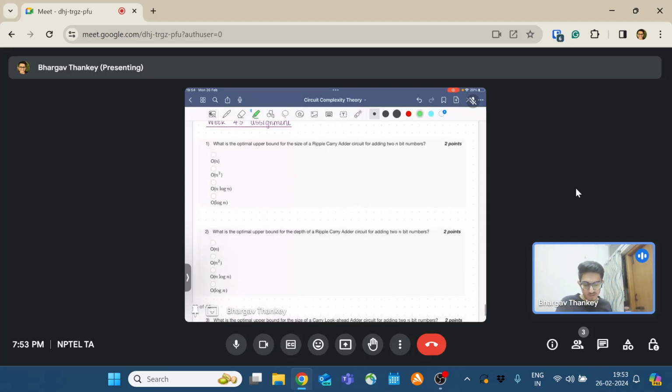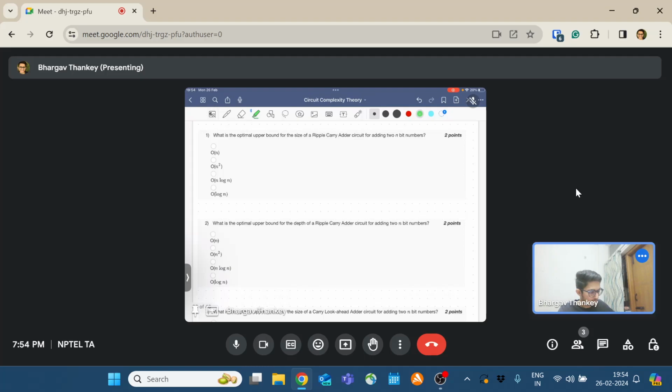So the first problem is, what is the optimal upper bound for the size of a ripple carry adder for two n-bit numbers? Order n, order n square, order n log n, or order log n. So which of these is correct? Order n. Oh, is the size of the ripple carry adder order n square, right? Oh, okay. Order n square.